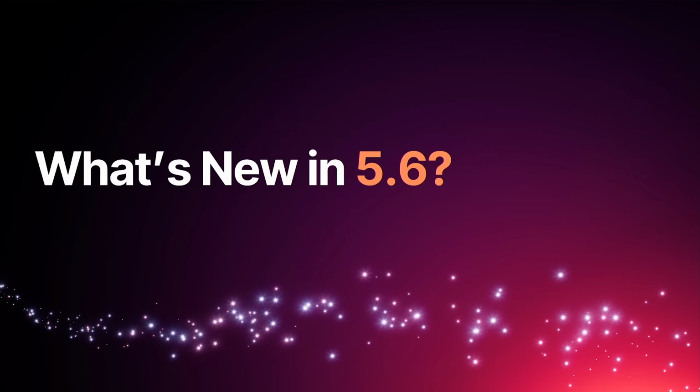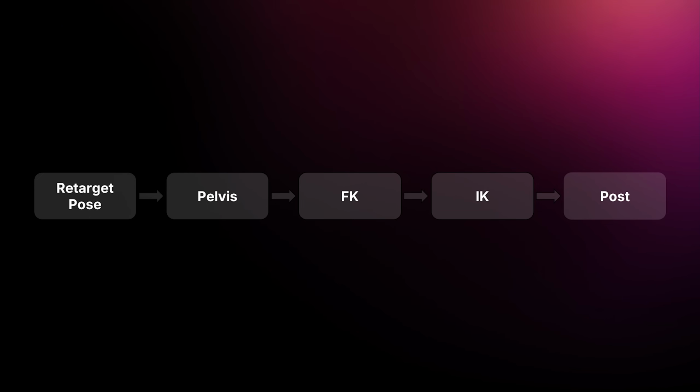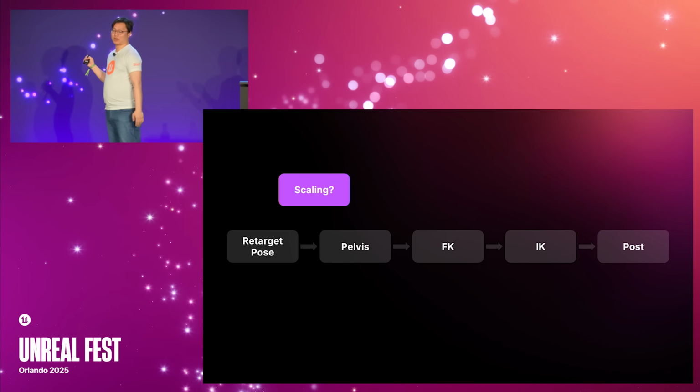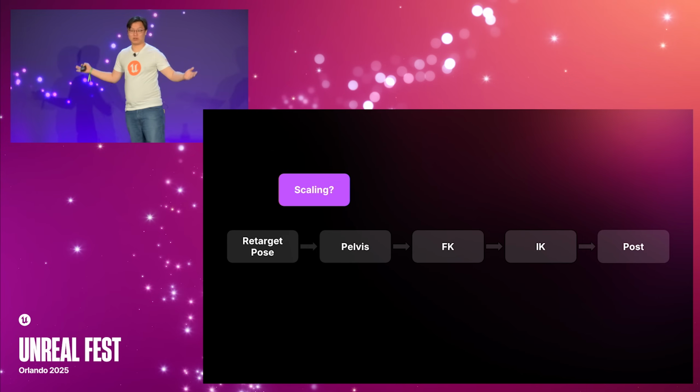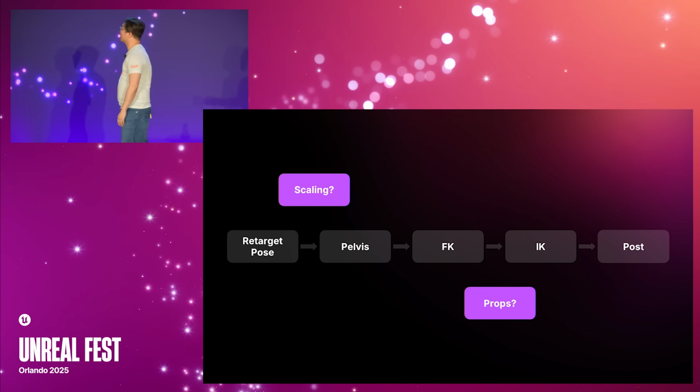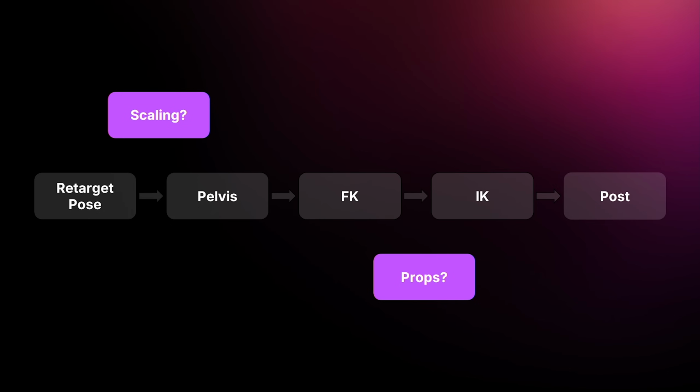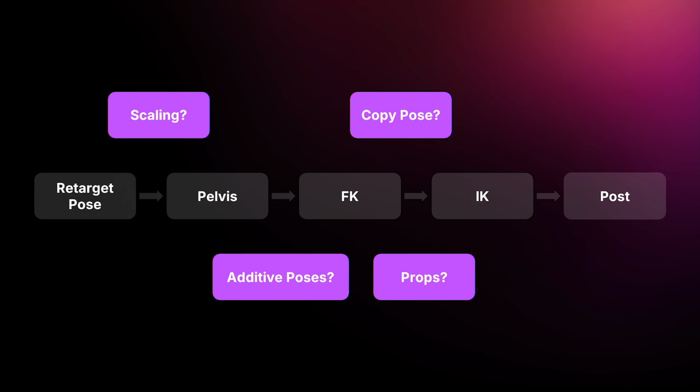So now let's talk about what's new in 5.6. So we talked about these phases before, right? And it went in this order, but it was difficult to scale. What if I wanted, again, scaling? What if I wanted to scale any part of the motion? What if I wanted to handle prop interaction? What if I wanted just copy pose, just a straight, simple retarget, without any of this fluff? What if I want additive pose offsets?